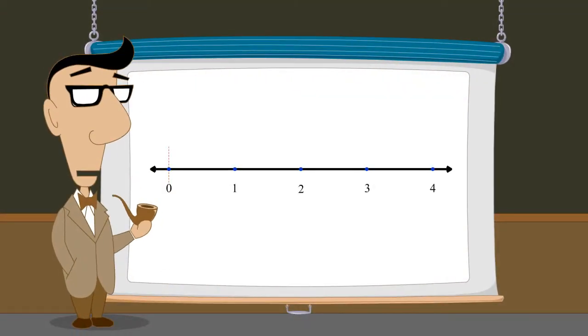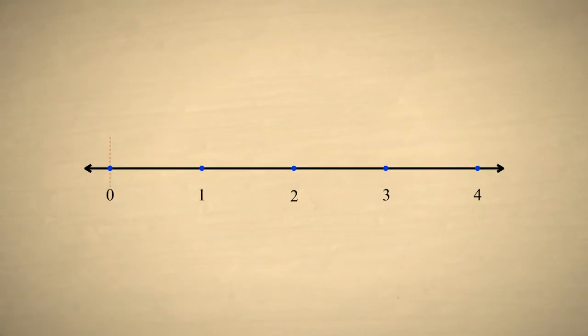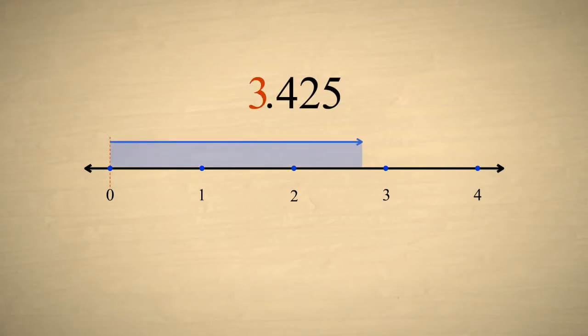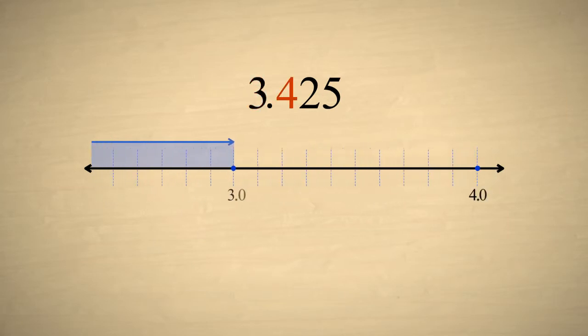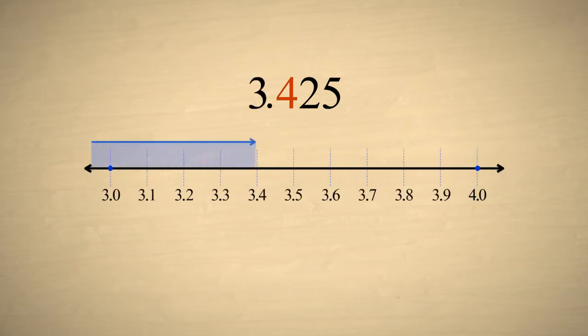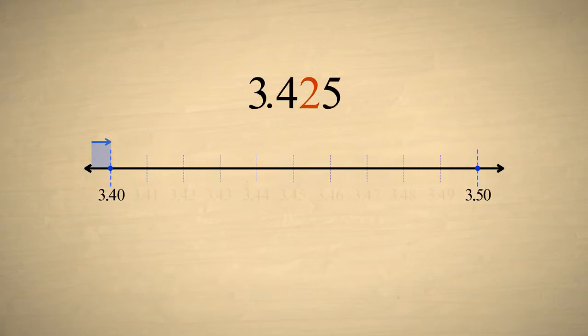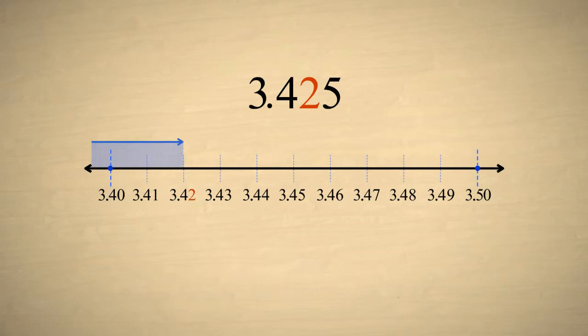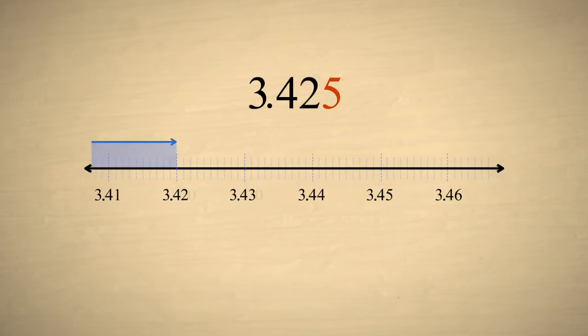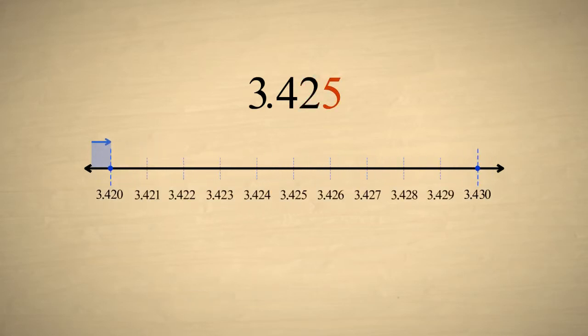Using a number line, we can see how each digit adds different size divisions to the number. For example, the decimal number 3.425 represents 3 units plus 4/10ths of a unit plus 2/100ths of a unit plus 5/1000ths of a unit.